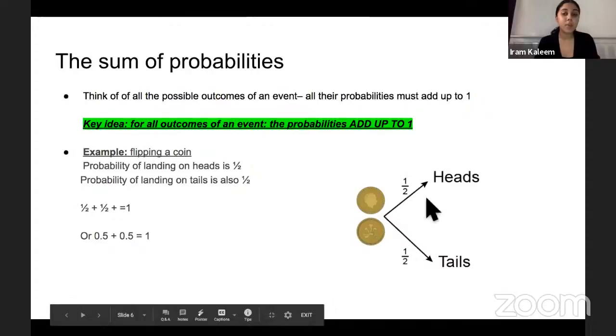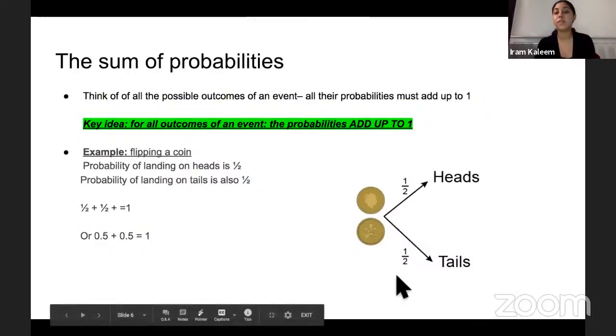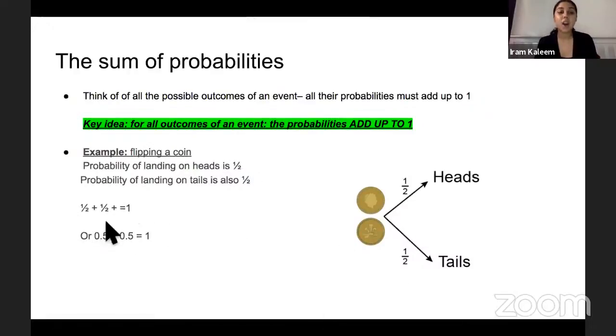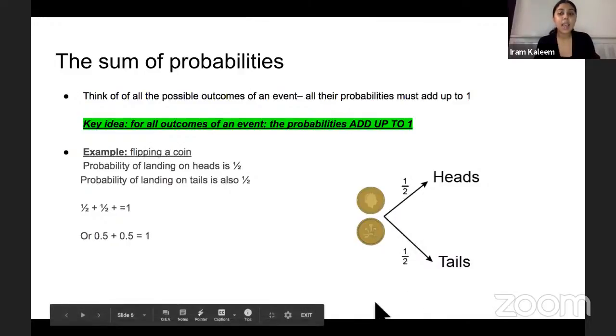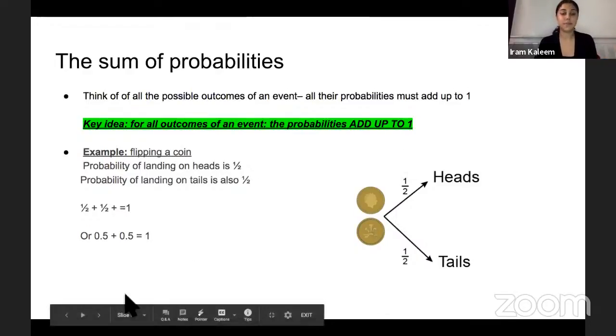So we looked at the example of flipping a coin and landing on heads and tails. We know that the probability of landing on heads is a half, and the probability of landing on tails is a half, because it's a 50-50 scenario. And that when we add half and half together, we get 1, or adding 0.5 and 0.5 together. So when you take all the possible outcomes of an event and you add up each of those outcomes' individual probabilities, you must get 1.